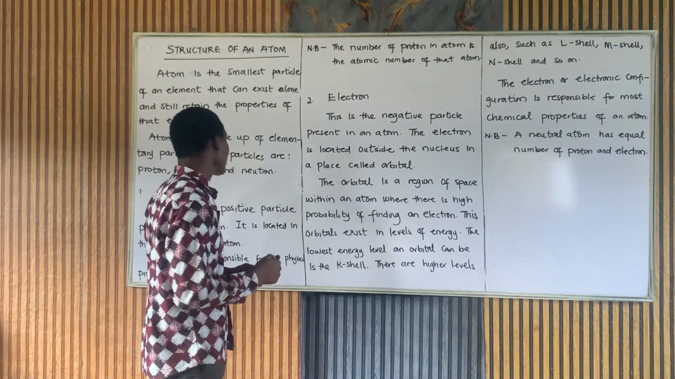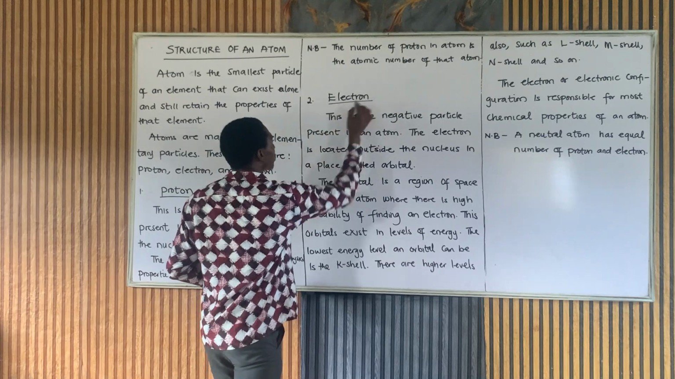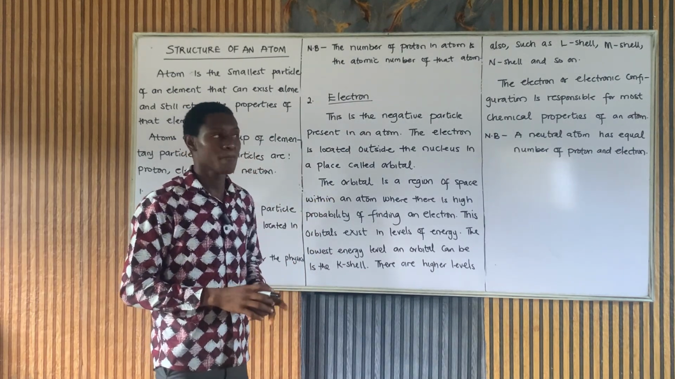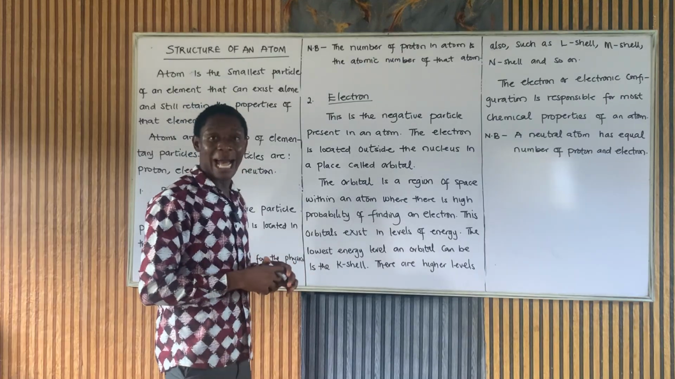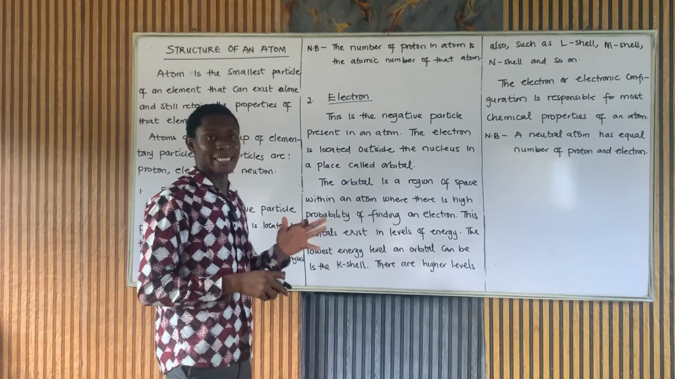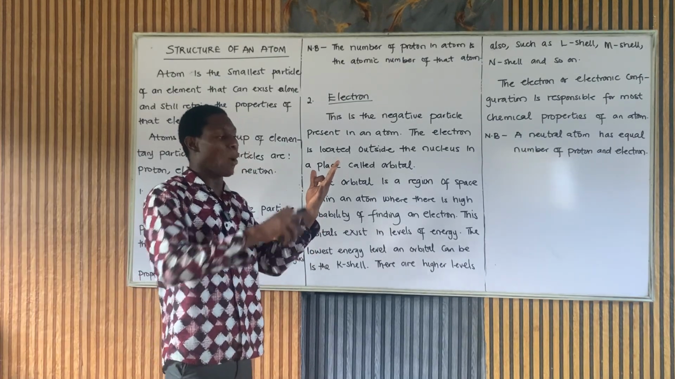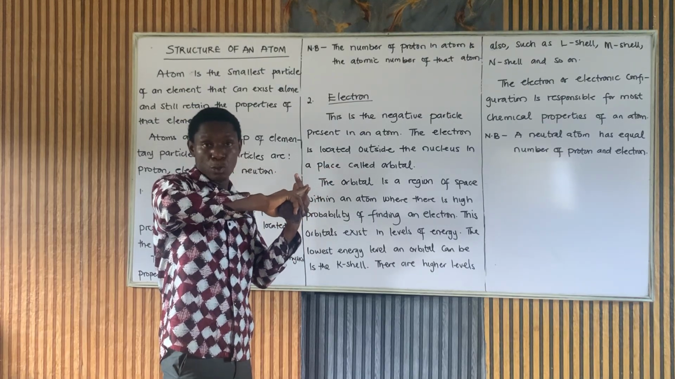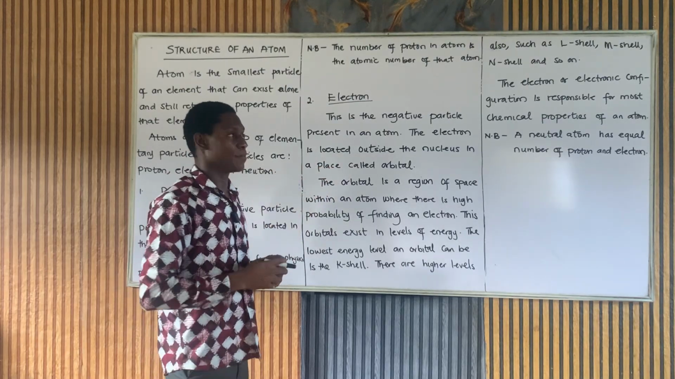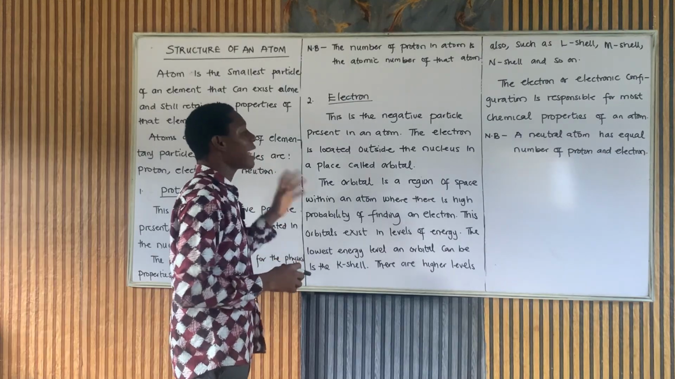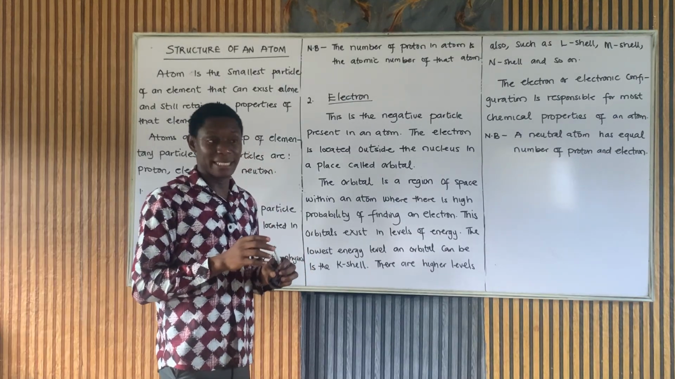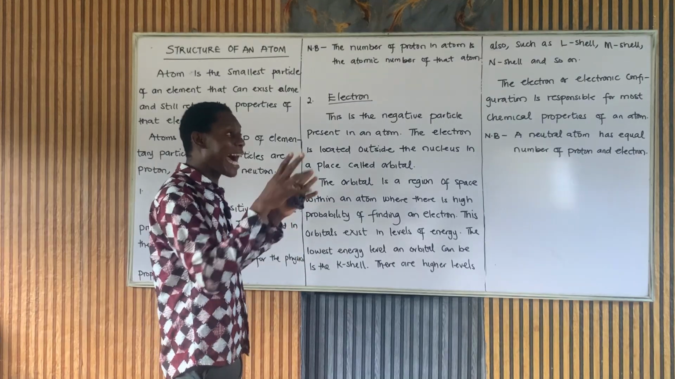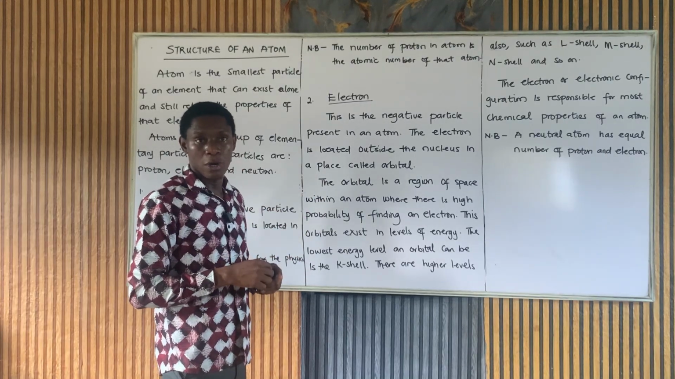Now let's look at the very next one, the electron. Well, this is the negative particle of an atom. So like I said, amidst these 3 particles, one is positive, which is the proton. Then one is negative, and that happens to be the electron. You see, the electron is located not in the nucleus, but outside the nucleus of an atom.